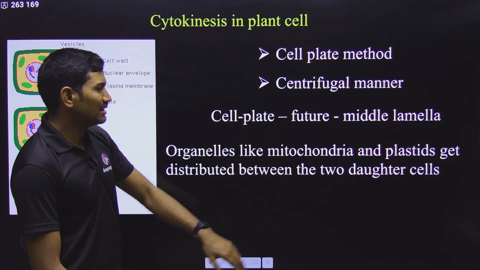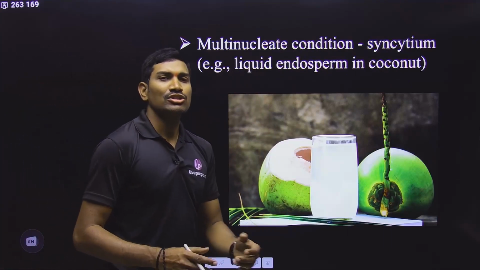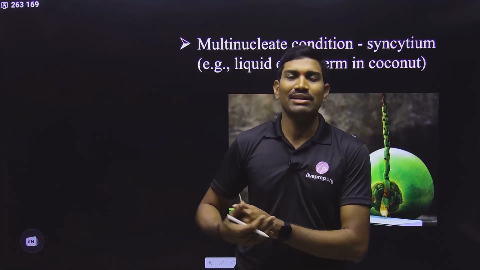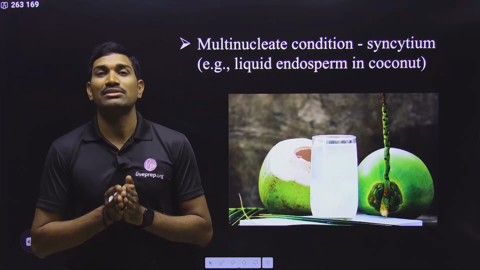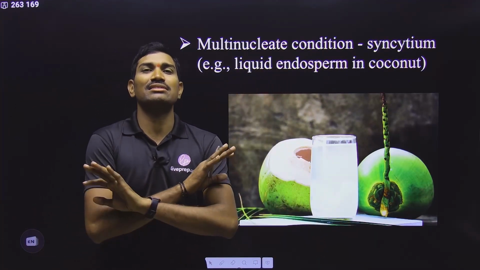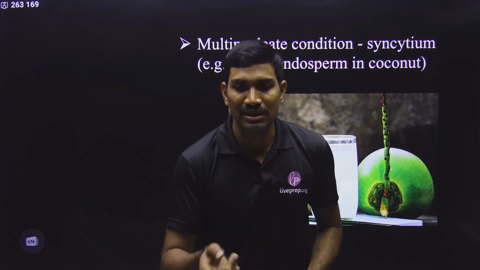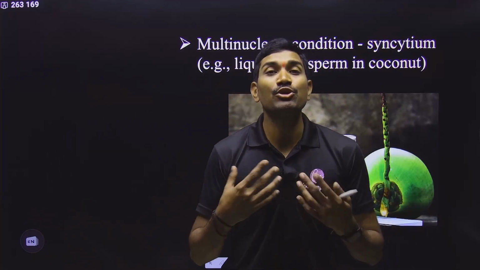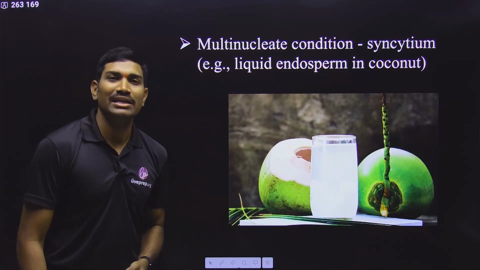This point we have already studied in the cell chapter. Next one is regarding the multinucleate condition. Suppose first karyokinesis will occur, so that the nuclei number will be doubled, and then cytokinesis will occur. Suppose cytokinesis does not occur, then what happens? In a single cell, many nuclei will be present and this will cause a multinucleated condition.